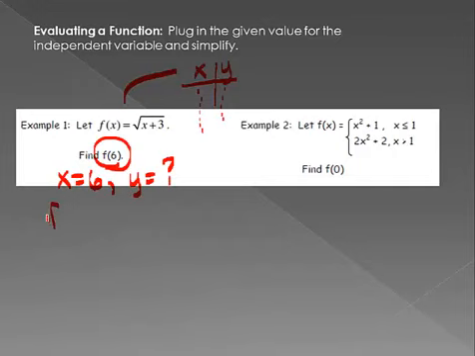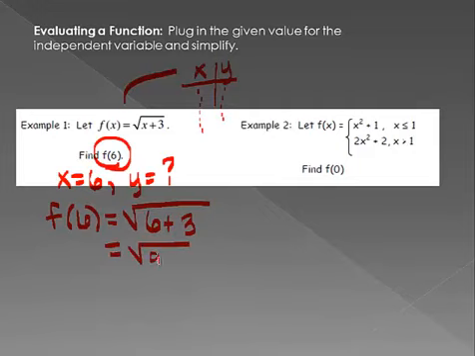So this is how we write it. We say f of 6 equals the square root of, and instead of x, put a 6 in its place. All right, so we got 6 plus 3, and the square root of 9 is 3. So I would say f of 6 equals 3. Or I could write it as a coordinate, (6, 3).